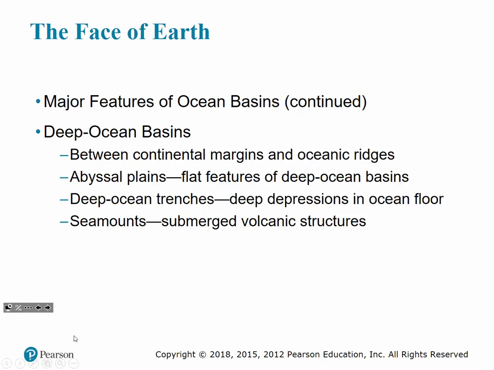Deep ocean basins, some of the things you find in the deep ocean basins: abyssal plains, these are flat features of the deep ocean; trenches, those are depressions in the ocean floor; seamounts, or submerged volcanic structures. Okay, these are all different things that you would find on the ocean floor.